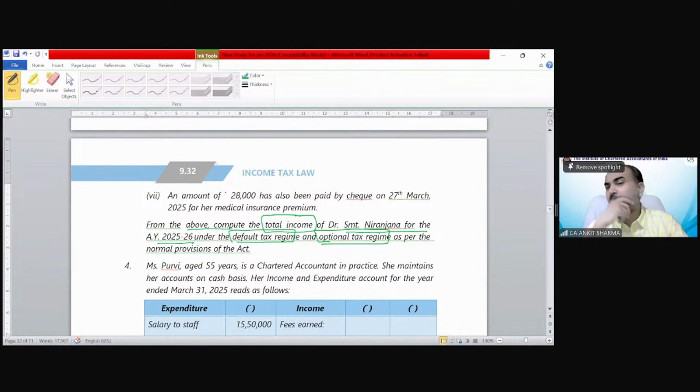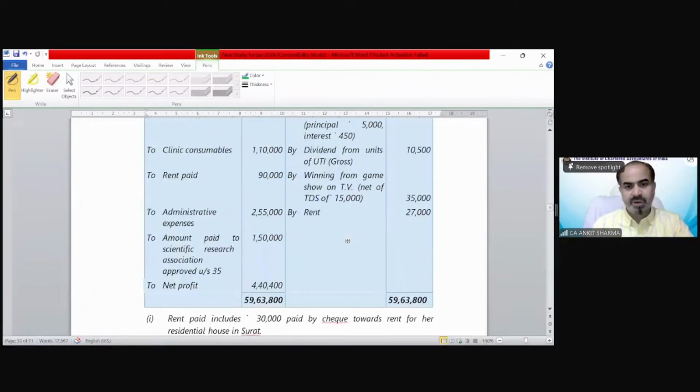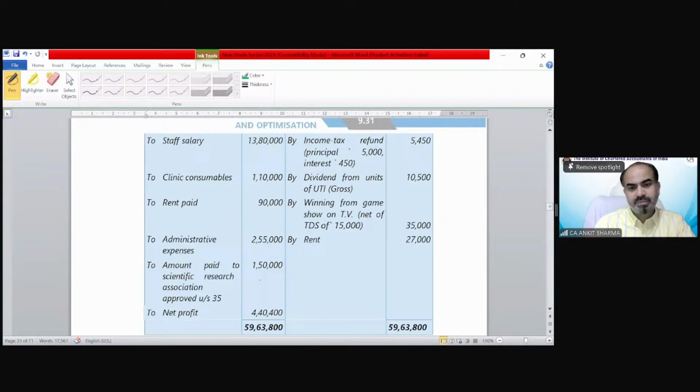If I ask you a question, do we need to calculate the AMT also in this question? No, because they have clearly asked you to calculate your income as per default tax regime and optional tax regime. They did not ask you to calculate tax as per most beneficial to the assessee. Only if the question specifically says to calculate ATI as per AMT, then we are going to calculate the ATI as per the AMT provision. So we just need to calculate the total income via both methods. For that, we have to solve the question.